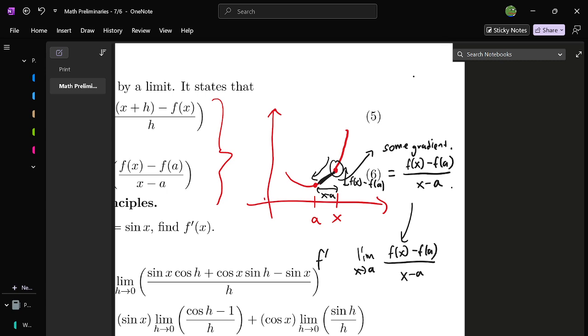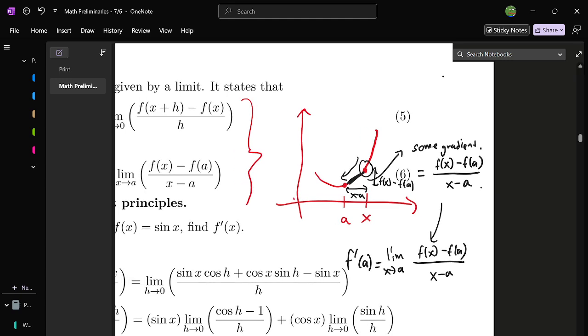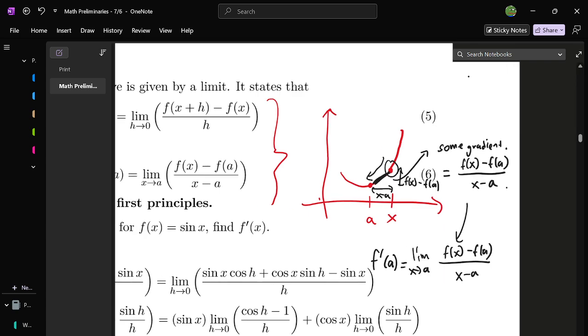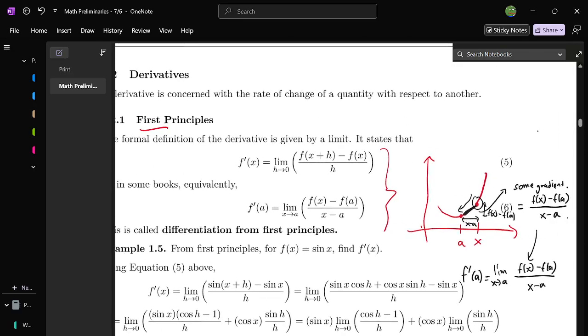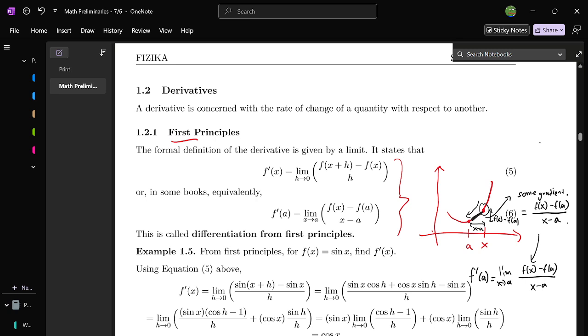This is exactly defined as such, which means that the derivative at that point is simply the gradient of the tangent line to the curve at that point. So this is the concept that you need to know. To see how we can apply this, we have an example here.